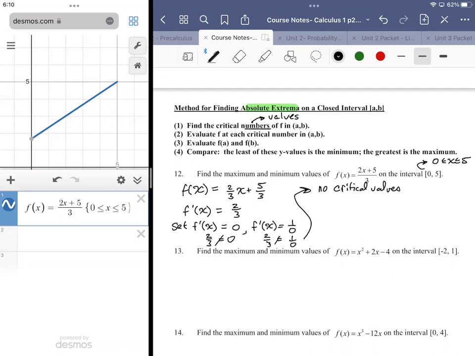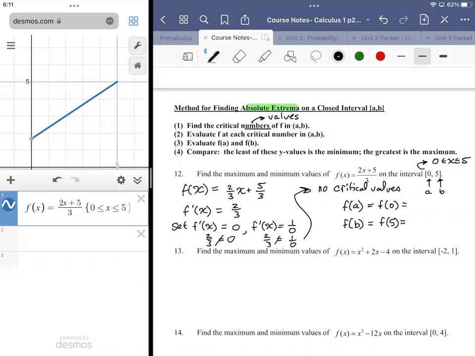Because there's no critical numbers, critical values, all we would have to do is find f of a, f of b. Now our interval contains endpoints. Those endpoints, first one is the a value, the second one is the b value. So this is saying find f of a, which in this case would be f of 0. Find f of b, which in this case would be f of 5. Whichever one is the biggest out of these two possibilities is going to be the absolute maximum. Whichever one is the smallest is going to be the absolute minimum.